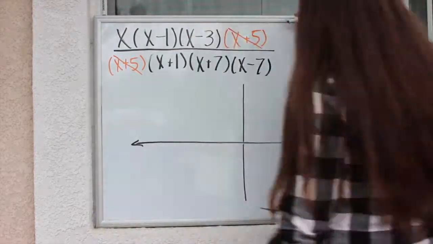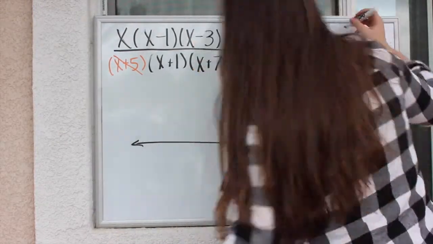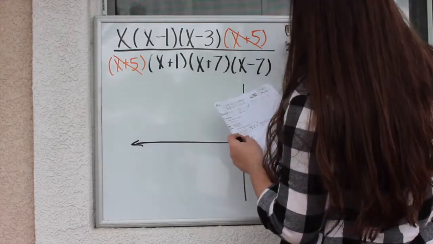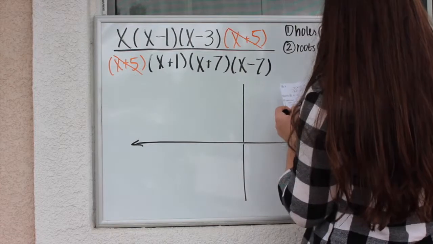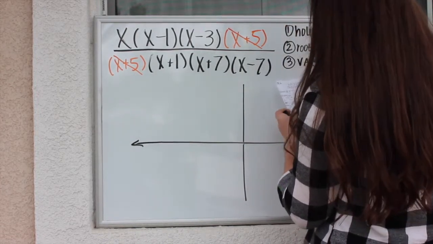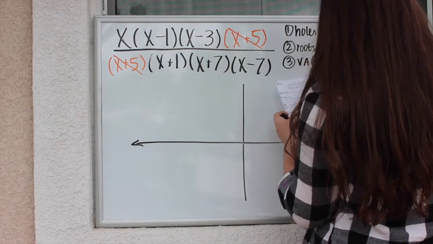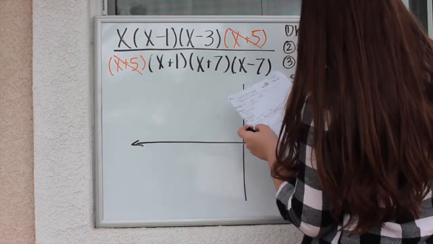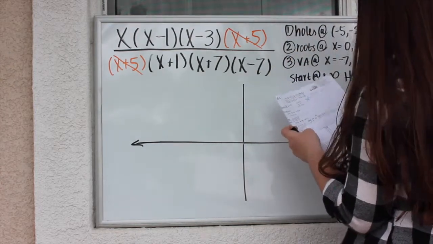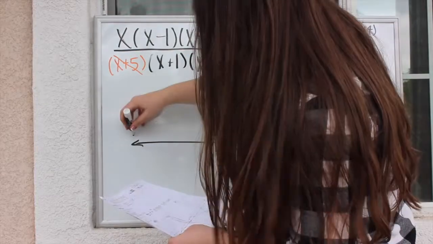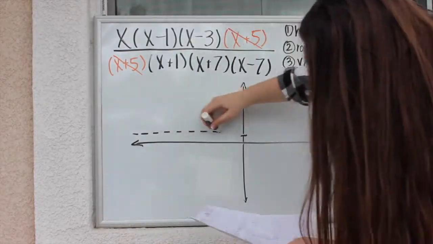Just to recap, we have found that we have one hole and it is at -5, -2.14. We also have roots at x equals 0, 1, and 3, and we have vertical asymptotes at -7, +7, and -1. Our only horizontal asymptote is at +1, and our graph will be ranging from positive infinity. That is a summary of steps 1 through 4, and with this information, we can properly begin to graph.